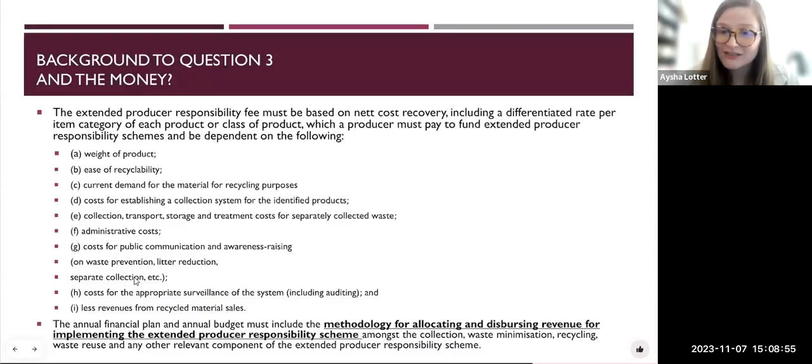And then the cost of establishing a collection system for these identified products: collection, transport, storage, and treatment costs of separately collected waste, administrative costs, costs of public communication and awareness raising. I've seen a lot of comments from the chat, a lot of people saying capacity, knowledge, and general awareness being one of the main phrases. So that's where that comes in. And the costs of the appropriate surveillance of the system, auditing and the rest, and then less the revenue of the recycled material sales. With e-waste, it's a bit of a challenge, and I've seen some comments about the macro initiative, and we can unpack that a little bit further.